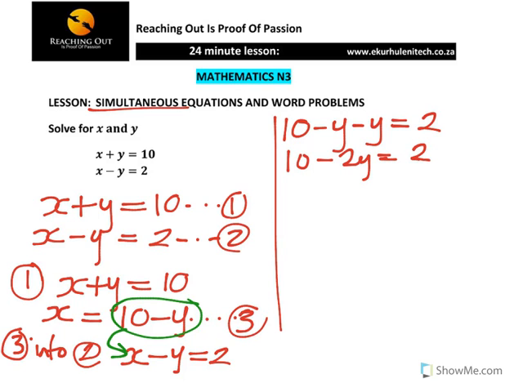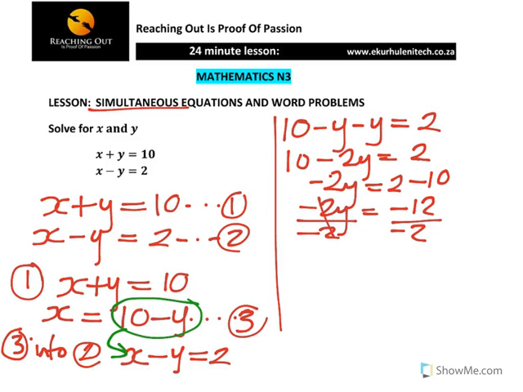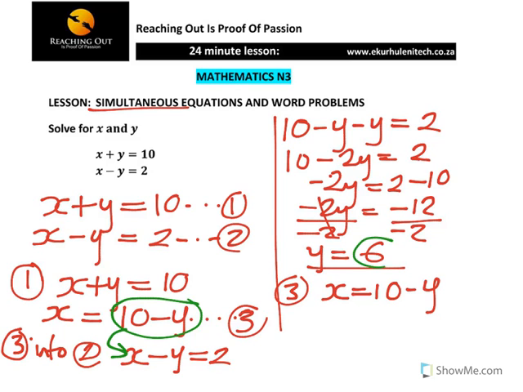When you are solving, you take 10 to the other side: minus 2y is equal to 2 minus 10. Minus 2y is equal to minus 12. Divide by negative 2 on both sides, and you are going to have y is equal to 6. Now you go back to equation 3. Remember, equation 3 says x is equal to 10 minus y, but you know the value of y. The value of y is 6, so you substitute it there. You have x is equal to 10 minus 6 and x is equal to 4.